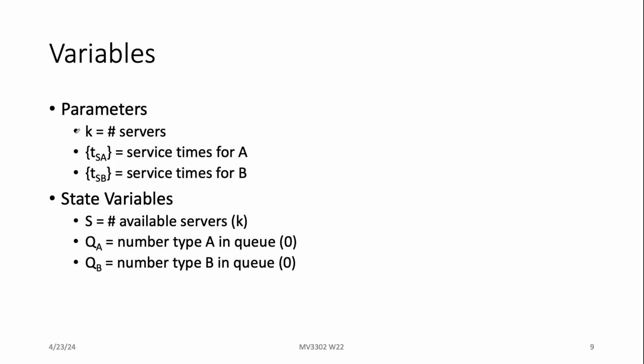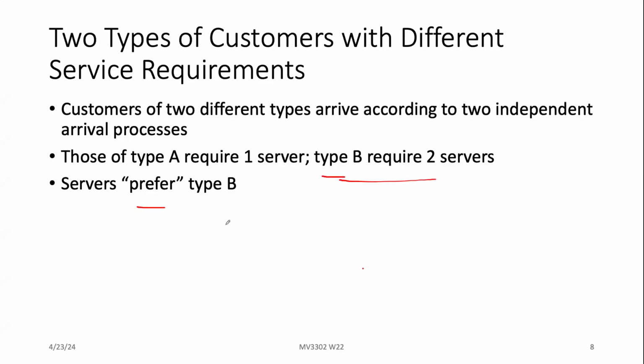So the parameters are pretty much the same as before, except with slightly different labeling. We have the service times for each of the different ones. Here's one server. The number of available servers as a state.